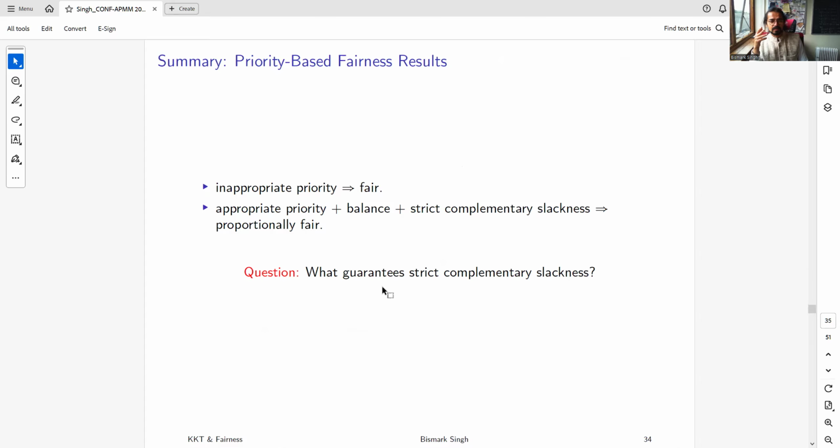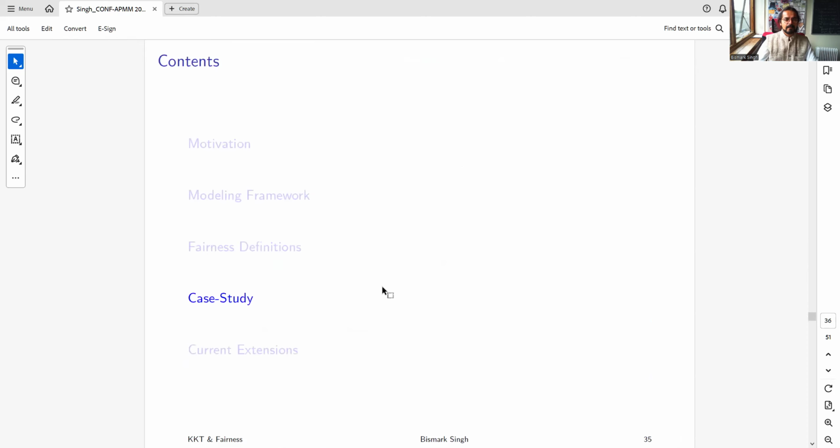So one thing I don't know is what could guarantee strict complementary slackness? In my mind, this is a very strong assumption, although numerically, optimization solvers will often enforce strict complementary slackness. But if you have any ideas on what could help us achieve strict complementary slackness, I would appreciate it.